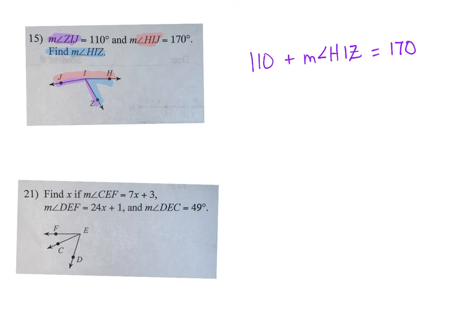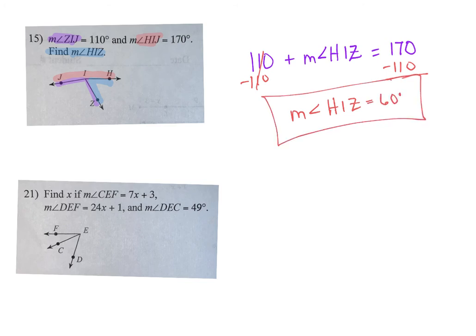And so here, it's just a simple subtraction. I'm just going to subtract my 110 over, and I'm going to get that the measure of angle HIZ is going to be 60 degrees. That is my answer. The two smaller ones equal the larger. And I would recommend either colored pencils or highlighters on your quiz so that you can do exactly what I just did. You can highlight the letters and highlight it on the actual figure itself.